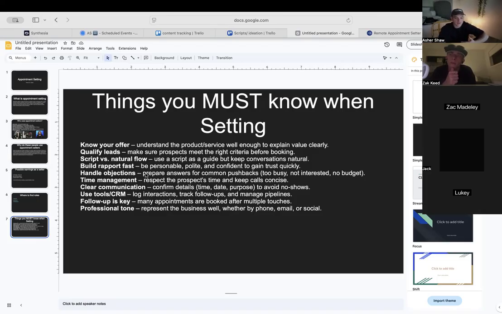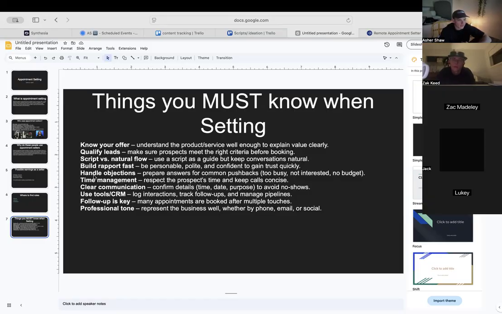So build rapport fast. Be personable, polite and confident, and gain trust quickly. In the game of appointment setting, if you're getting a ton of leads, sometimes it's hard to actually sit and talk to a couple of prospects. Sometimes you'll be talking to 10 to 15, even more at once. So really just try to build a personal connection with all of them, and make them all feel like they're actually talking to a human, because sometimes they won't.